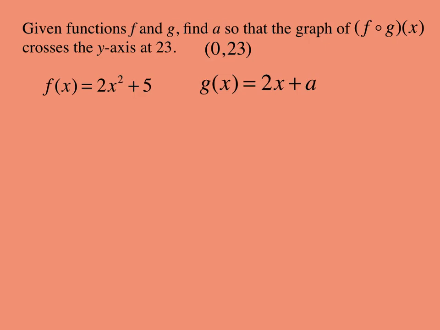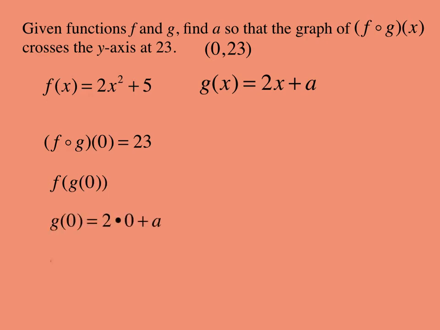So what I want to do is take my f of g of x, and I can say f of g of 0 then will equal 23. So let's look at f of g of 0. G of 0 is 2 times 0 plus a. G of 0 equals a, right? So f of g of 0 is equal to f of a.